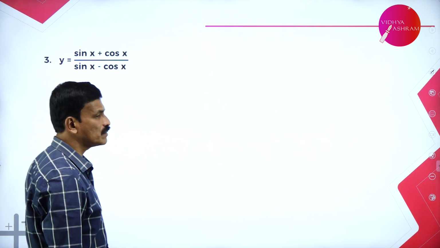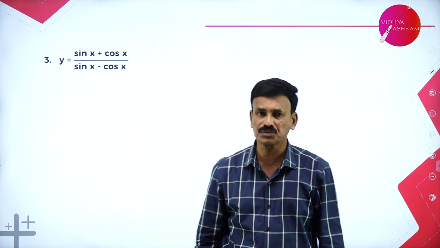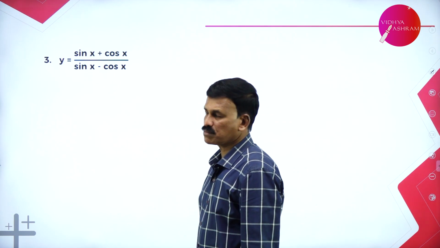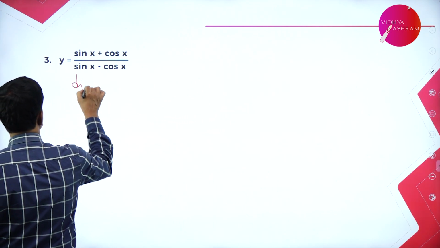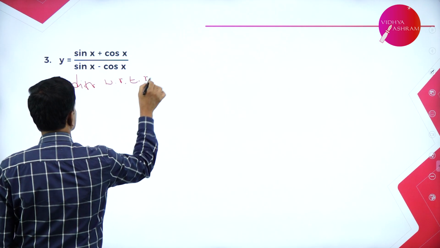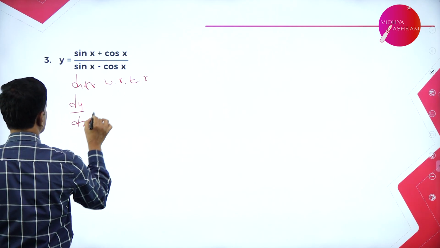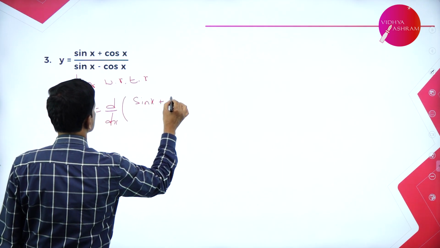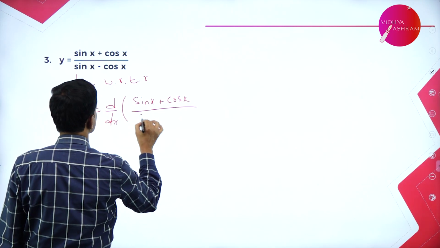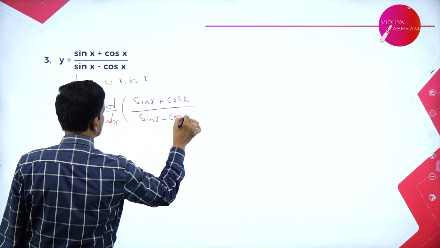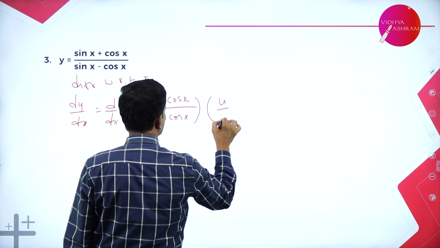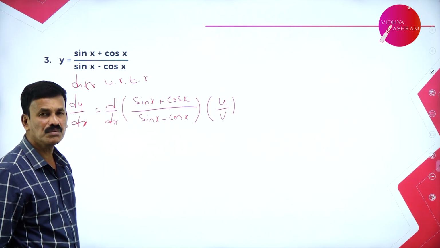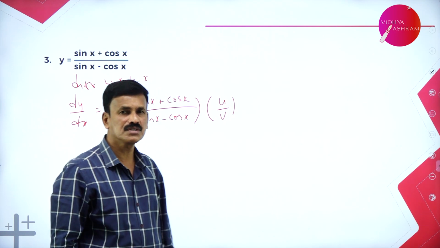Now, move on to the next type of problem, problems based on the quotient rule. Differentiate y is equal to (sin x plus cos x) divided by (sin x minus cos x). Differentiating with respect to x, dy by dx is equal to d by dx of (sin x plus cos x) divided by (sin x minus cos x). This is of the form u by v, quotient rule: denominator into differentiation of numerator minus numerator into differentiation of denominator.